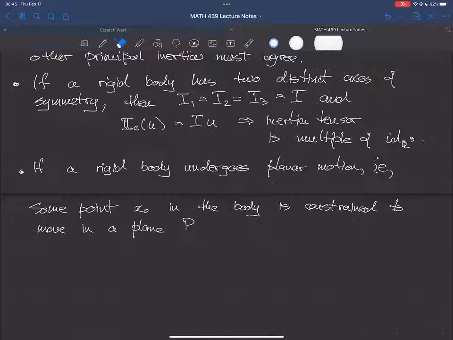So a plane by definition is two-dimensional. Okay, but that's not enough, of course, because not only must the body move in the plane P, meaning that some point x naught moves in plane P, but the rotations of the body are restricted to be rotations about the axis orthogonal to P.